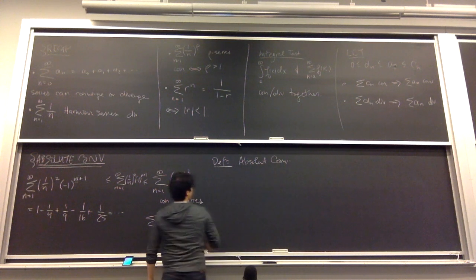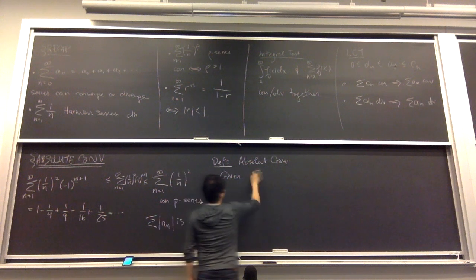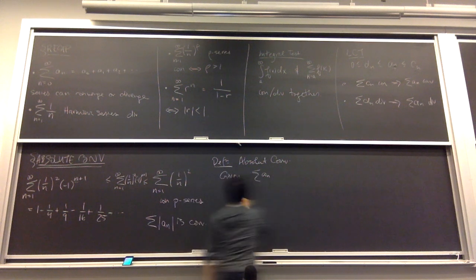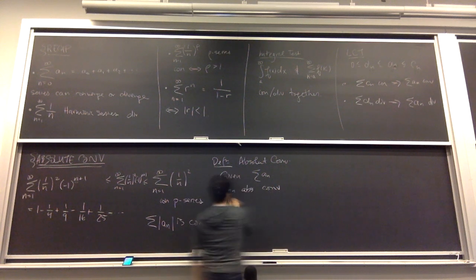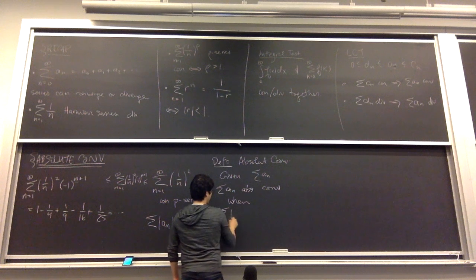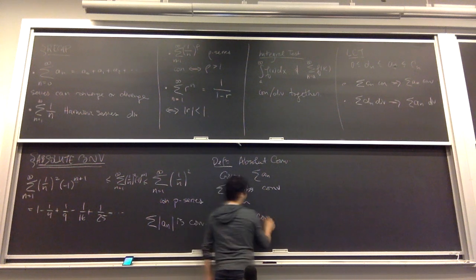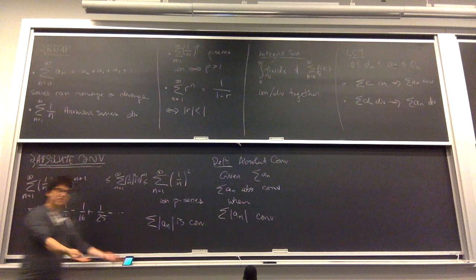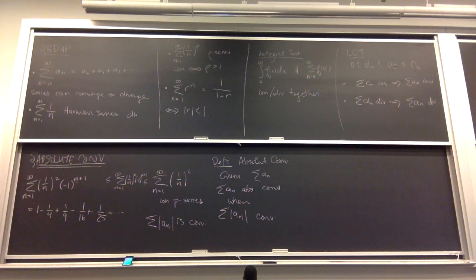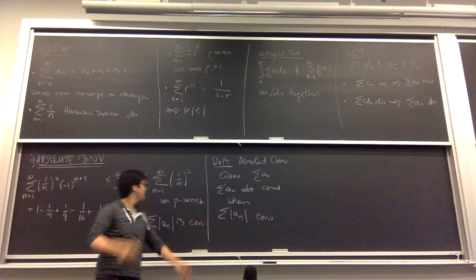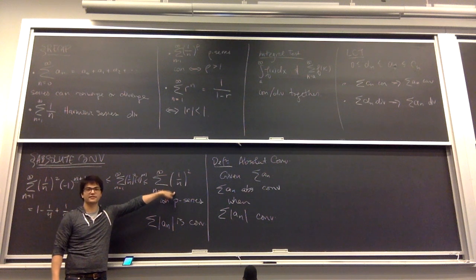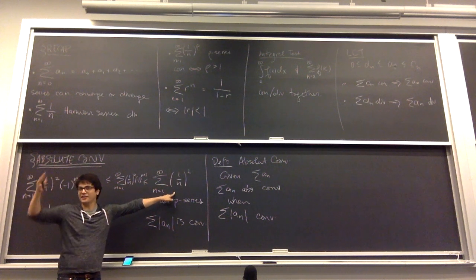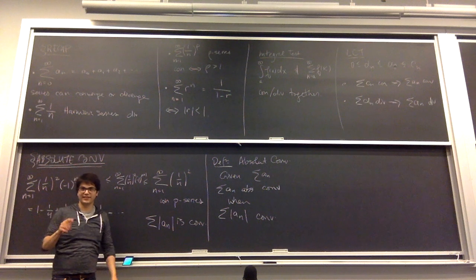And absolute convergence is, so given this series, this absolutely converges when the absolute value of this converges. Right, so we have this notion of convergence and absolute convergence. Okay, so let's test our understanding here. Is this convergent? Is it absolutely convergent? Yeah, trivially. Anything that's convergent is also absolutely convergent.